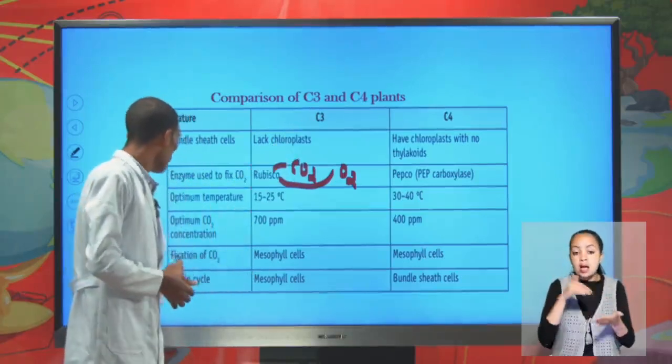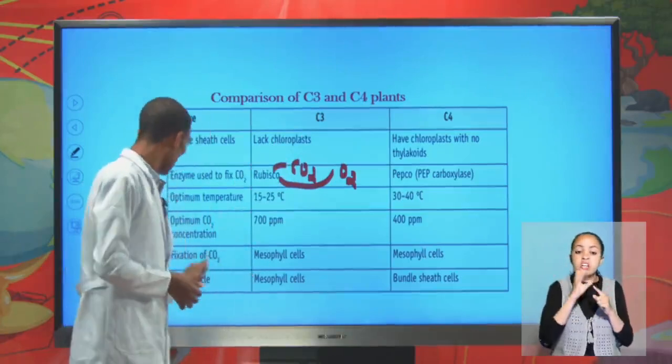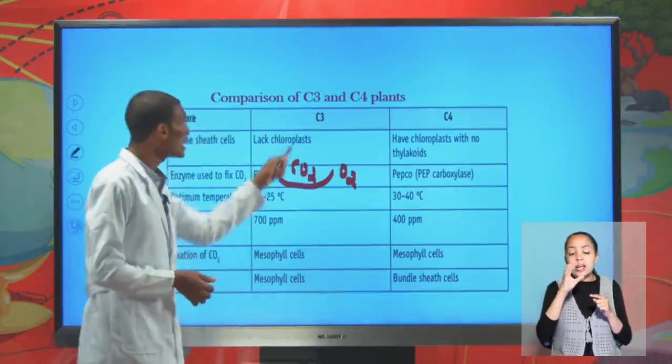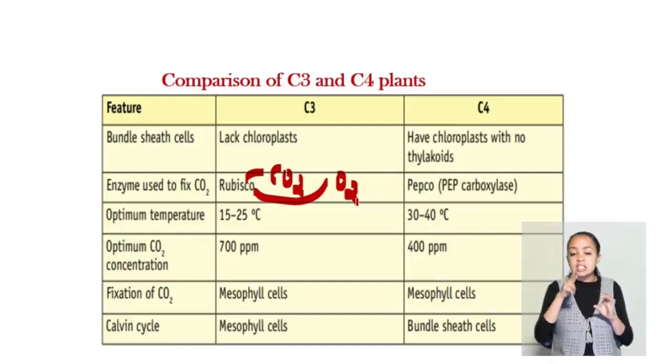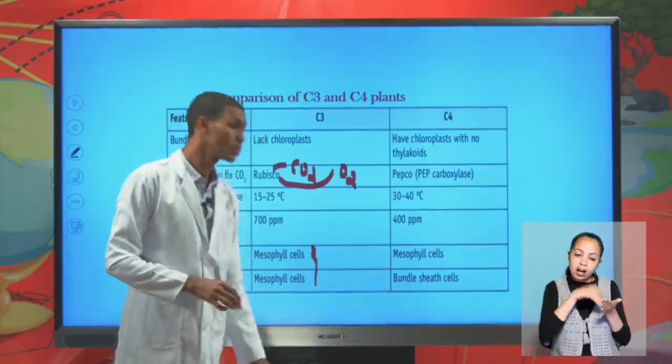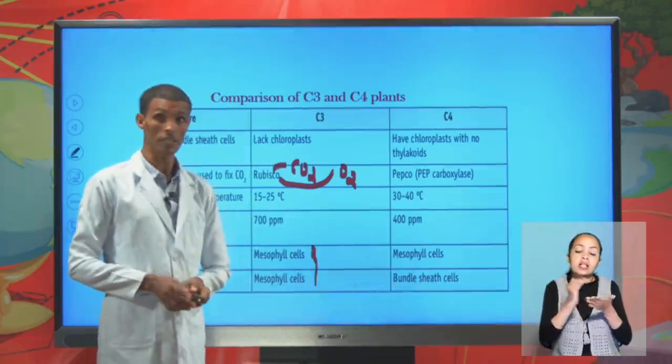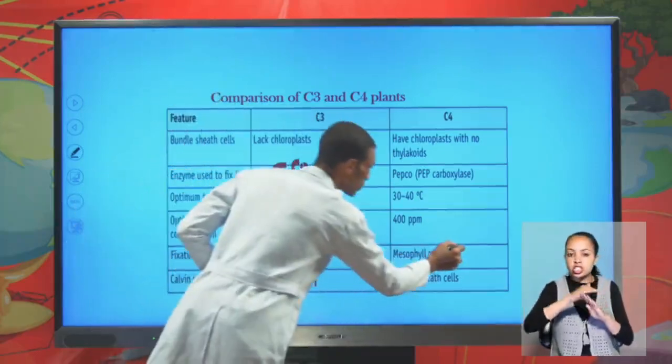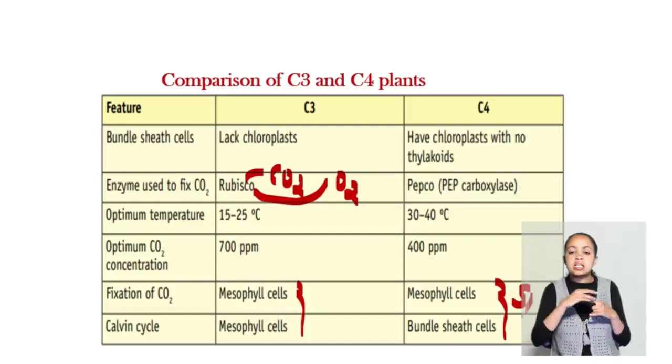Here again, both fixation of carbon dioxide and the Calvin cycle in C3 plants take place in the mesophyll cell, whereas fixation of carbon dioxide takes place in the mesophyll cell in C4 plants, and the Calvin cycle, production of sugar, takes place within a bundle sheath cell. By that we say this one is spatial separation. Spatial separation of the Calvin cycle and the fixation of carbon dioxide.